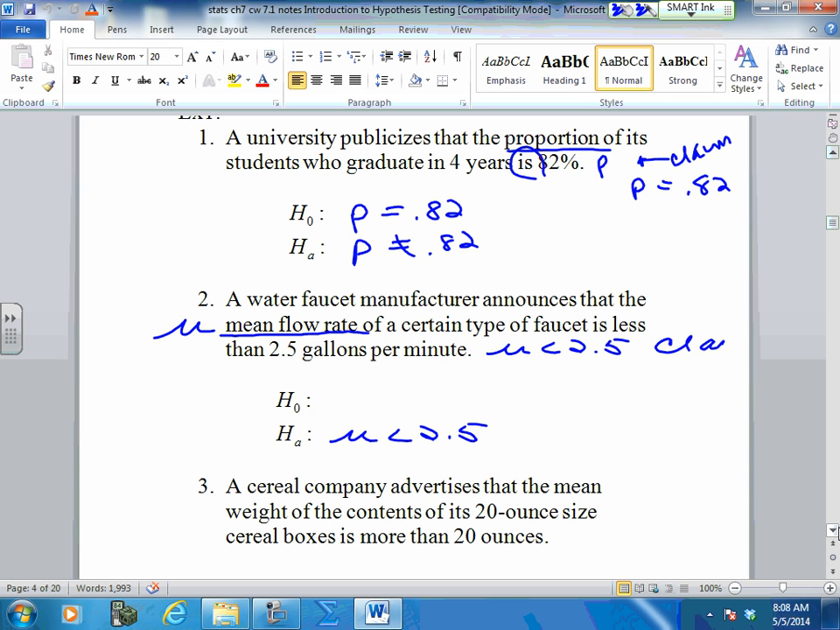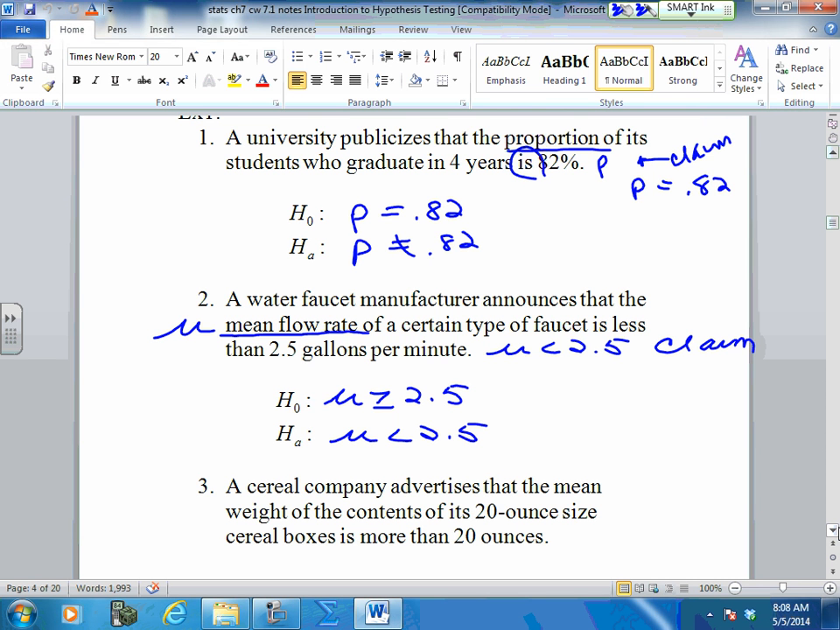This is a claim. Now, look at the first one. The claim contained the equal sign. This is the second one. It doesn't contain the equal sign. That's okay. The claim can be anything they state. So what's the H0 for this one? What's the complement of this? Mu is greater than or equal to 2.5.